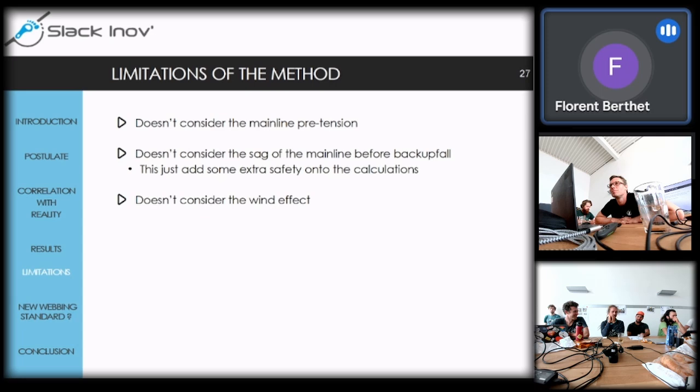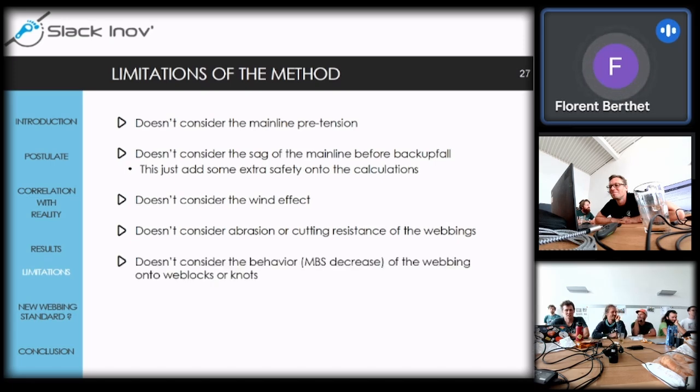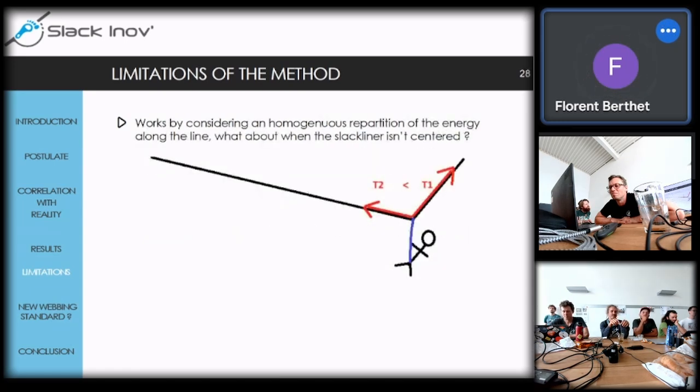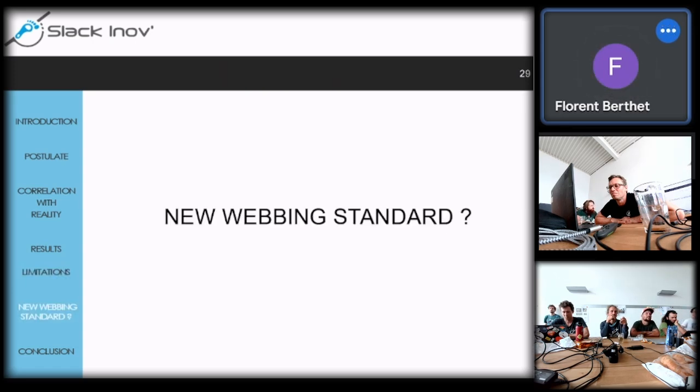My calculations also don't consider the wind effect, nor the abrasion and the cutting resistance of the webbing. And the same, they don't consider the fact that the line lock is decreasing the MBS. They don't consider either what appears when we are not in the center of the line. And now I just want to go quickly onto this part.